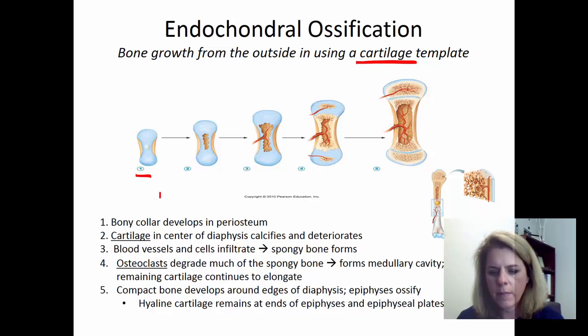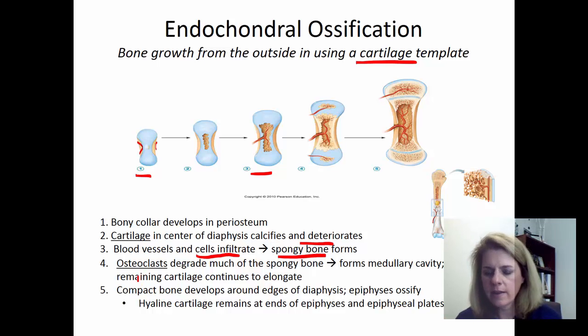And so then we make a bony collar. That's the first step. So you start to make a little bony collar around the outside of the cartilage. And then the cartilage on the inside and the diaphysis starts to calcify and deteriorate. And this is going to make that medullary cavity. So once there's a space there, blood vessels and cells can go in, and you can start to make that spongy bone. So that would be step 3. So you have a hole, blood vessels go in, bone cells go in, and you start making spongy bone.